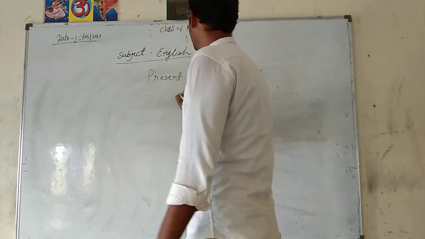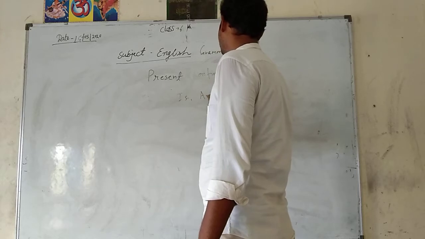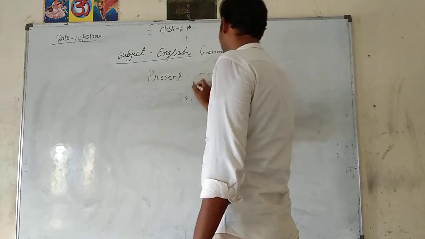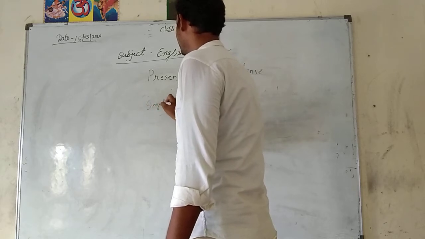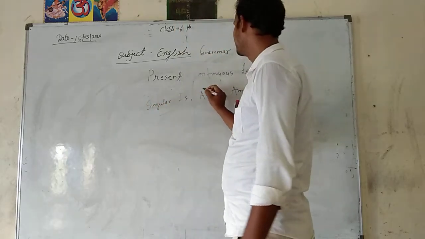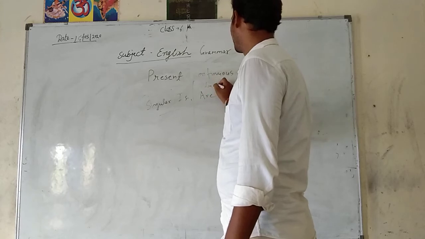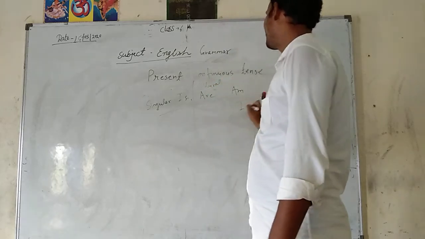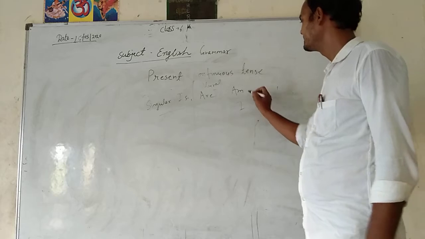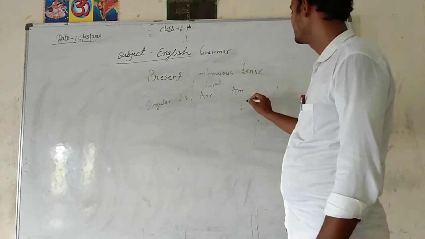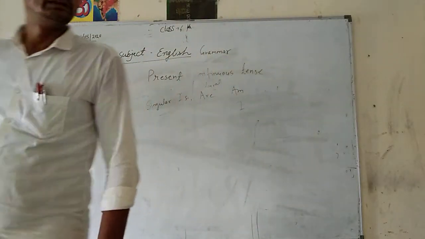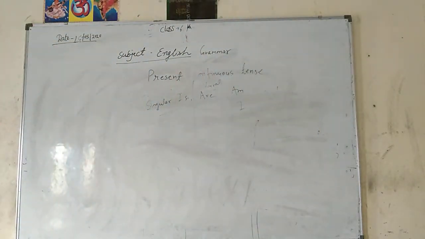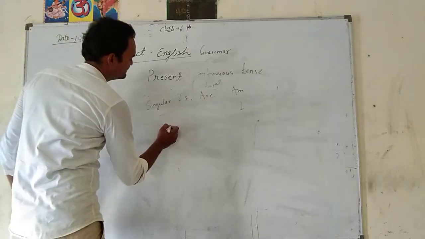So the helping verbs are is, are, and am. Is goes with a singular subject, are goes with a plural subject, and am is always used with I. This is clearly used with I, never with other words or subjects. So is, are, am, and in that, what is the change in the verb?